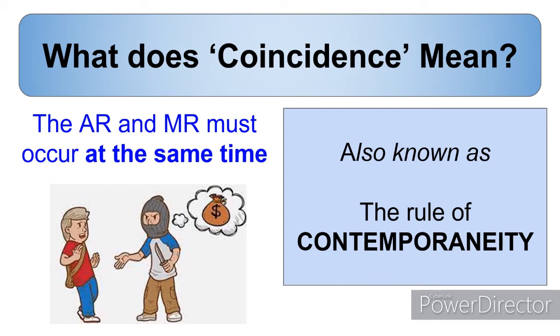So coincidence, also known as the rule of contemporaneity, is when the actus reus and the mens rea must occur at the same time. So it's not much point me thinking I'm going to kill somebody unless I actually do it. I can't be guilty of the thought, and I've got to do the act with the mens rea, and it's got to happen at the same time. However, this idea has been interpreted quite widely by the courts.